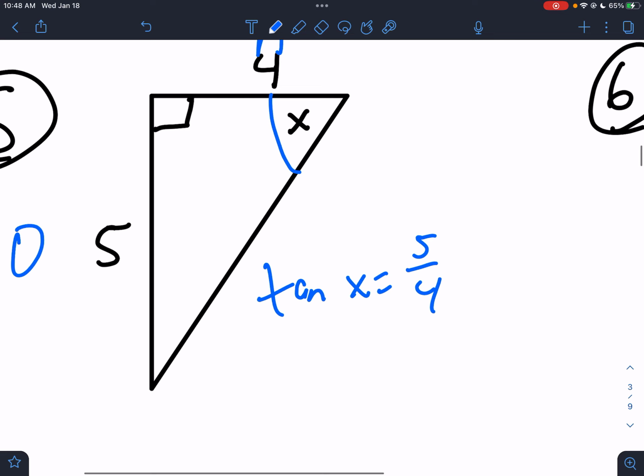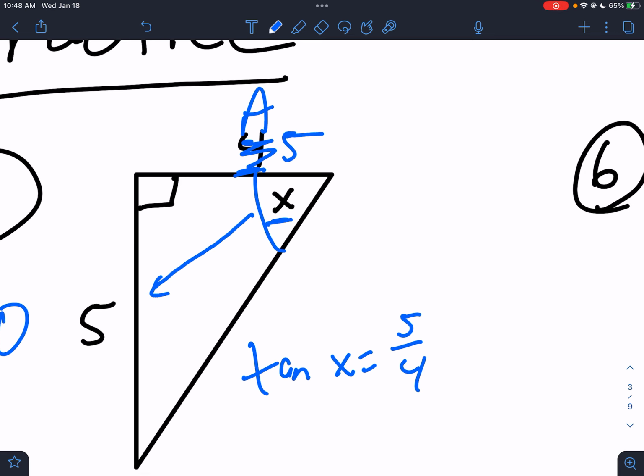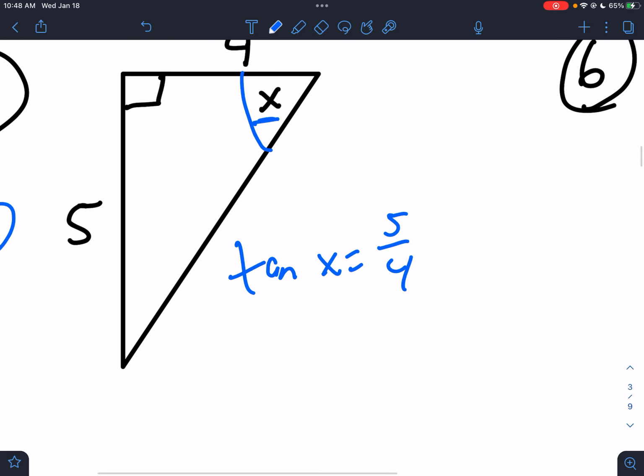Now, critical thinking, 1 second. Almost all the most common mistakes can be caught if you just ask yourself, is it logical? Is x, think real hard, greater than, less than, or equal to 45 degrees? You can tell. X is across from the 5. The other side is 4. If this was 5 and 5, it would be exactly 45 degrees. That's an isosceles triangle. But since 5 is bigger than 4, I know x is bigger than 45 degrees. And just knowing that can help me catch some of the biggest problems people have.